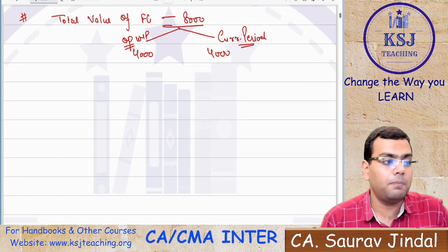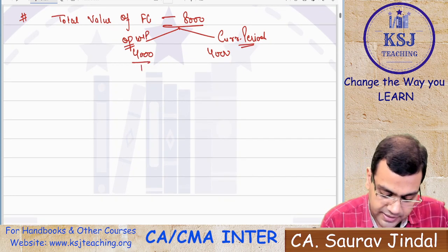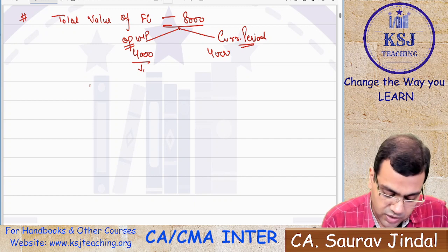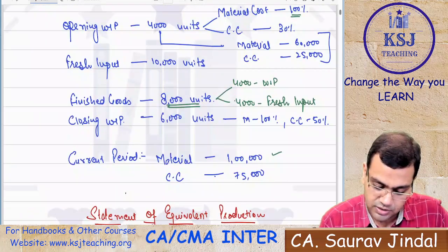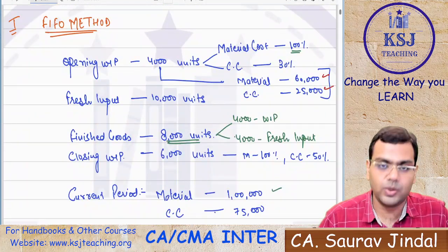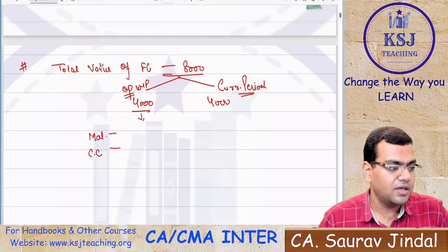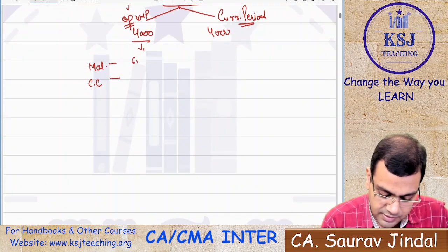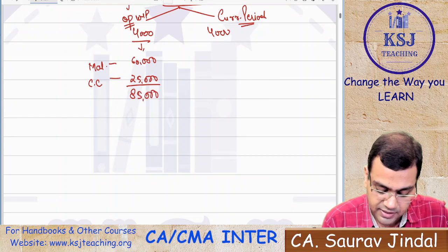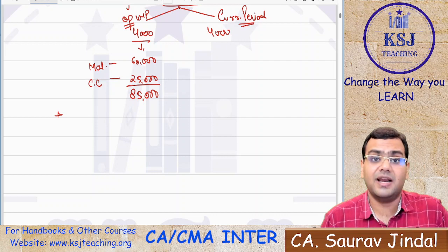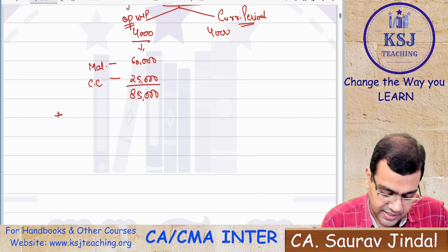On opening WIP of 4,000, in the previous period, material cost was incurred and conversion cost was incurred. How much? It was given in the question: 60,000 and 25,000. So a total of 85,000 was incurred in the previous period, plus the current period cost. What is incurred in the current period?